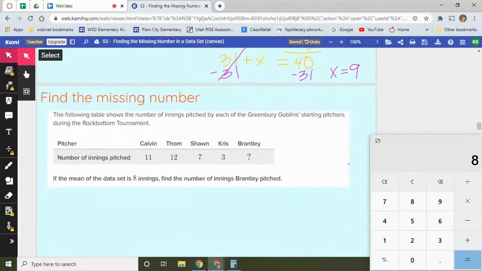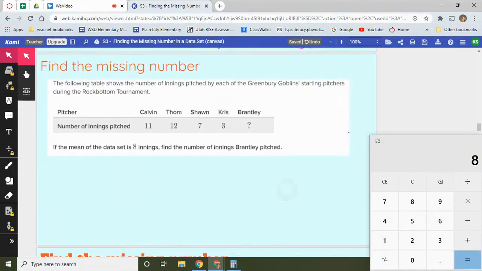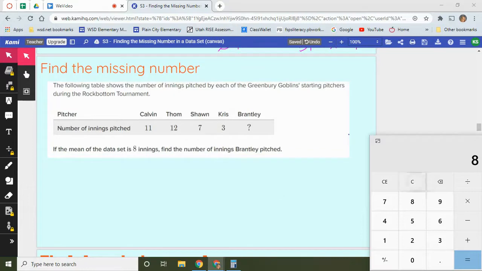Okay. So pause the video and try this one, and then press play when you are ready. Okay, check your work with me.